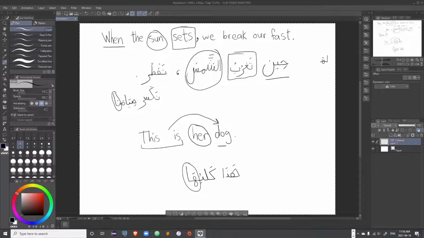And dog is here. And this is هذا كلبها. And the full stop, of course. And I should fuse this a bit. Yep, there you go. So these are just examples for sentence structures.